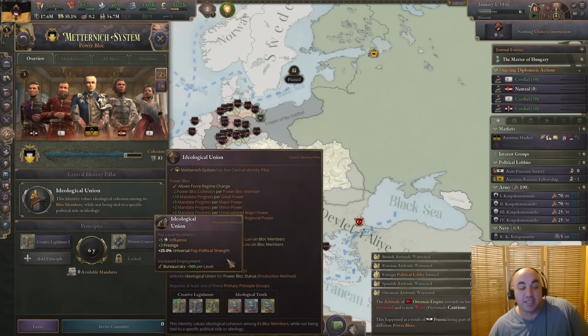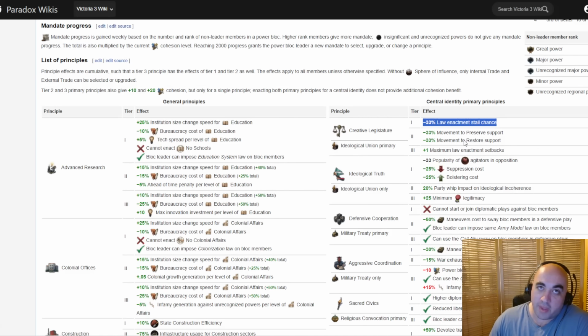They are going to be at the top here. We have creative legislature, which is going to give you minus law enactment stall chance, which, okay, if you have opposition that's like 50% of your government, and then you get minus 33% law enactment stall chance on it, that's pretty substantive. I think this is percentage. I'm actually not sure if it's percentage or flat. Flat would be considerably stronger.